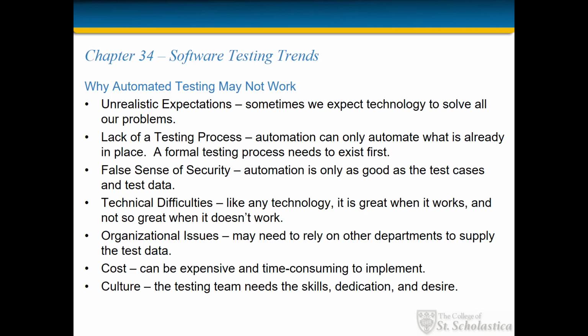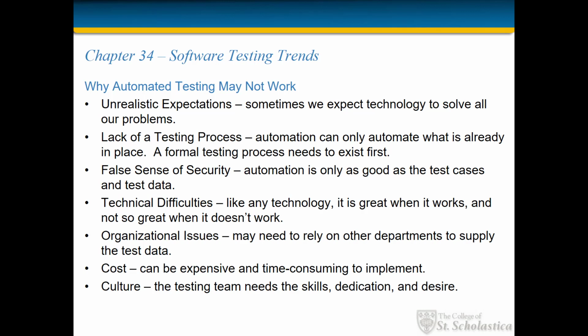So going along with that, you have to have some sort of formal testing process, and we've talked about that in the previous units in this course. So you need to have that testing process in place. If you don't have that in place, then there's really nothing to automate. So you need to have the procedures in place first, and then automation simply automates what's already there.